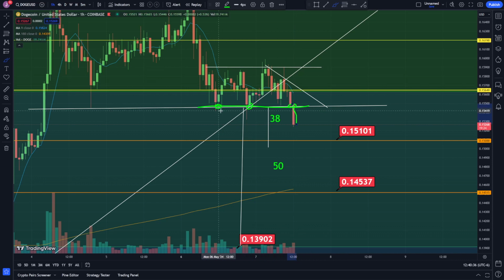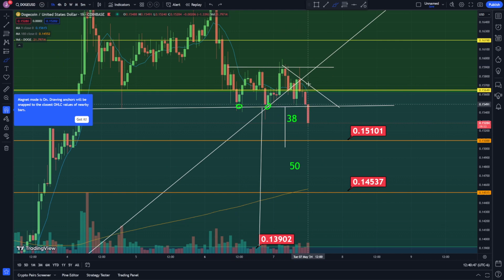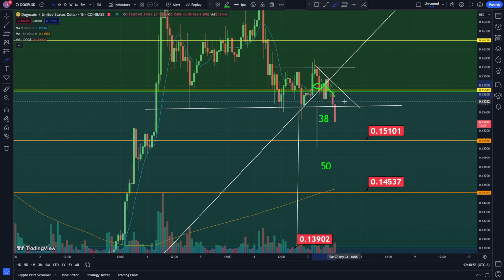In my last video, I was watching this line, and then we also had resistance, resistance, resistance. I was watching this line right here. I think this was in my last video. And then we have a channel pattern going like this. I was also watching this big trend line, and we broke that going to the downside.